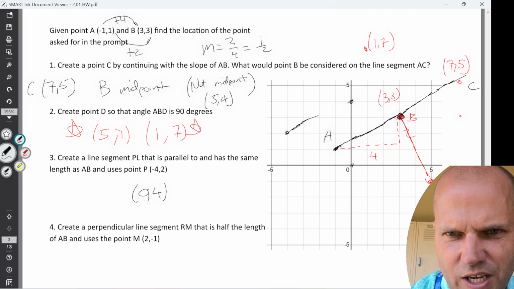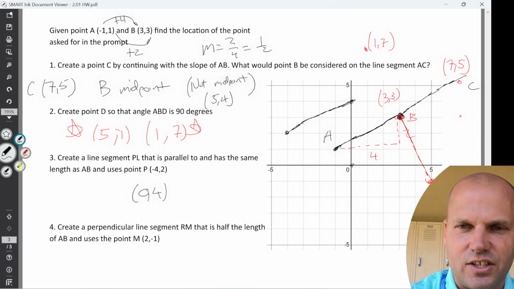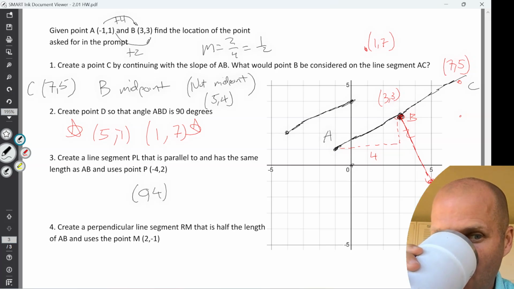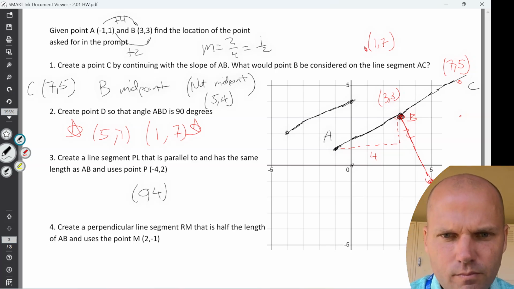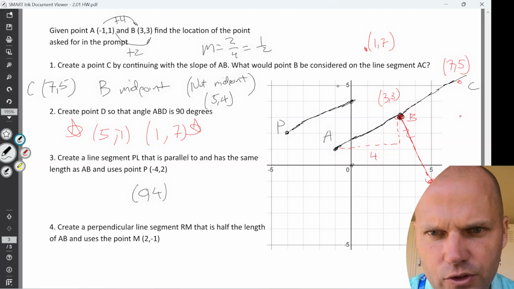How do I know it's going to be the same diagonal distance? It's got the same x change, the same y change, the same x distance, the same y distance. So segment PL has P at -4, 2, and L at 0, 4.